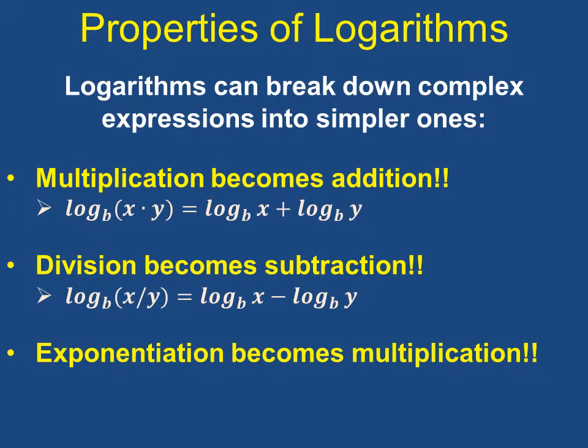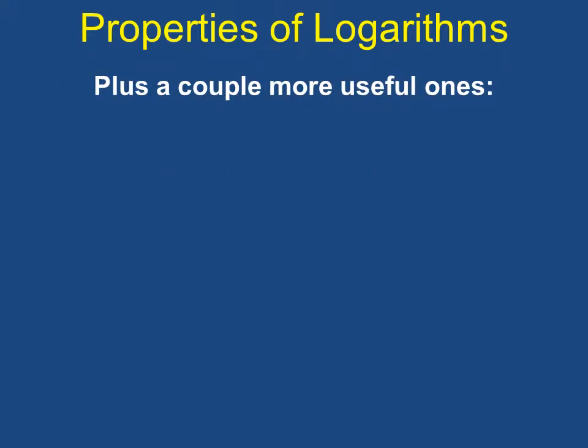And perhaps the most important and useful one, exponentiation becomes multiplication. That means that taking the log of a number raised to a power equals the power times the log of the number. Notice now that we've gotten that x out of the exponent and into a multiplication problem, which we know how to deal with.